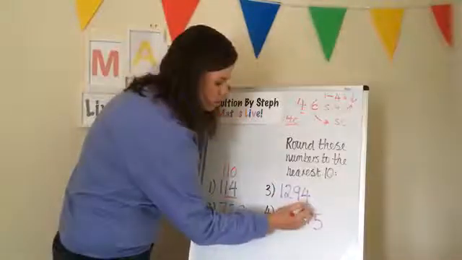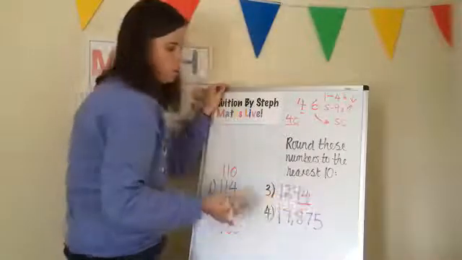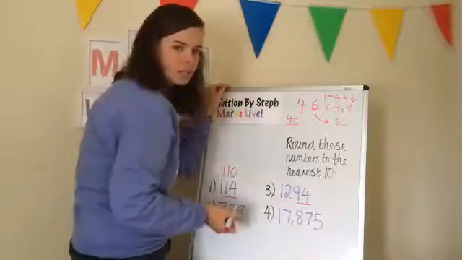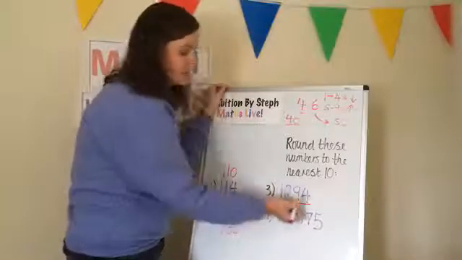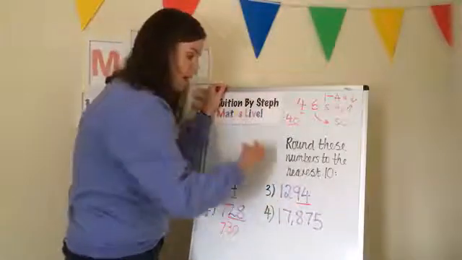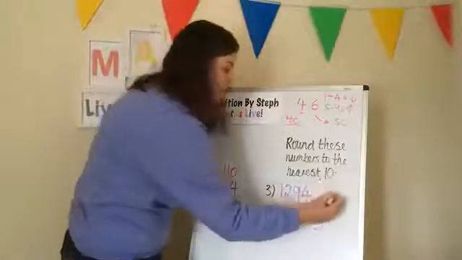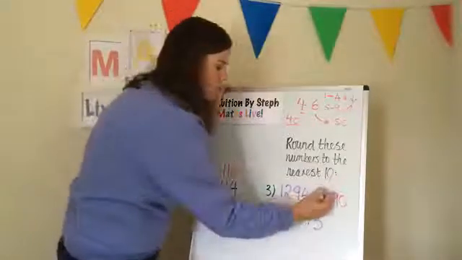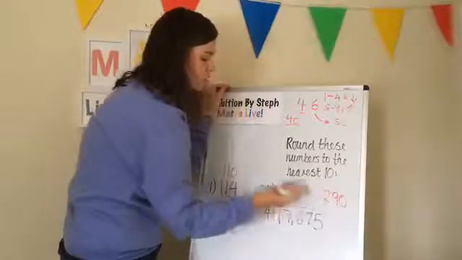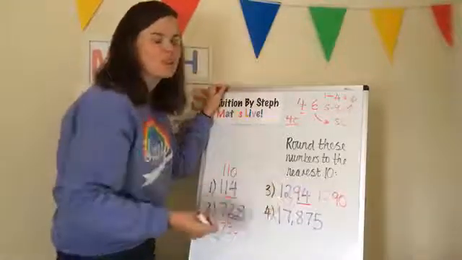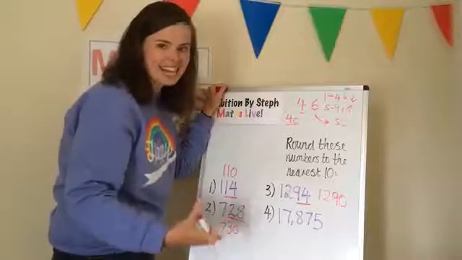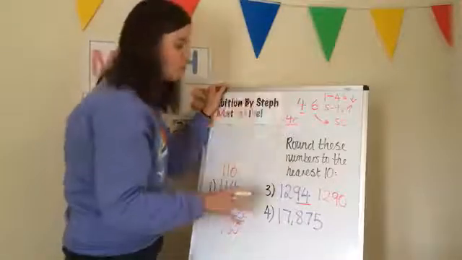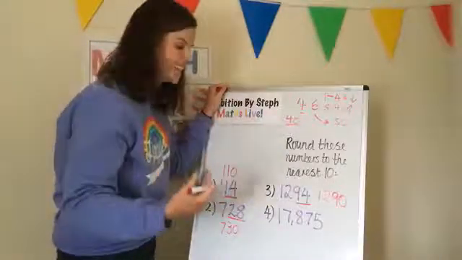1,294. So we're focusing on the tens and the ones. The ones tell us what to do because it's next to the tens. It's a 4, so we need to round down, or we stick. So it's 90, but don't forget the rest of the number. So 1,294 to the nearest 10 is not 90. You've got to include the whole number, so it's 1,290.